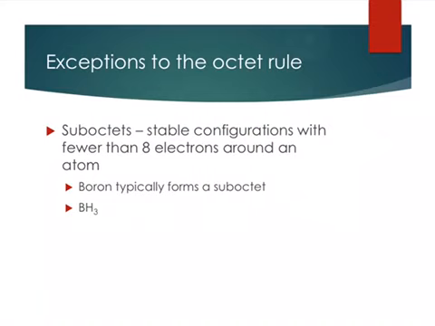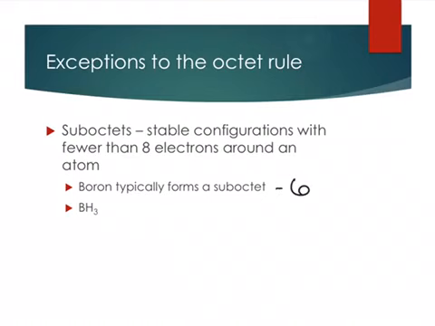All right, exceptions to the octet. So yesterday we talked about how everything is trying to fulfill the octet rule. Everything is trying to get to a stable 8. We had one exception already, which was hydrogen. Hydrogen can only have 2 because of its 1s orbital. Turns out boron will also typically form a suboctet. Boron, instead of having an octet, will have 6 electrons around it.